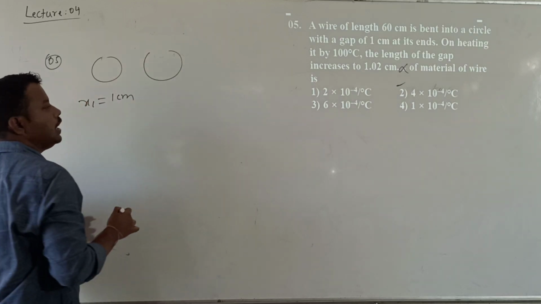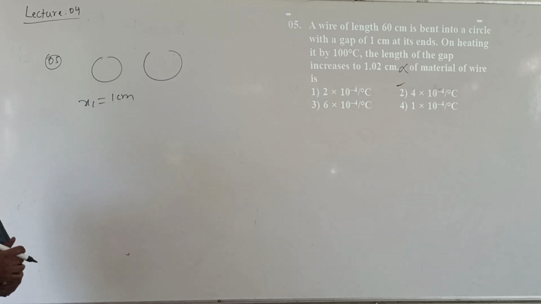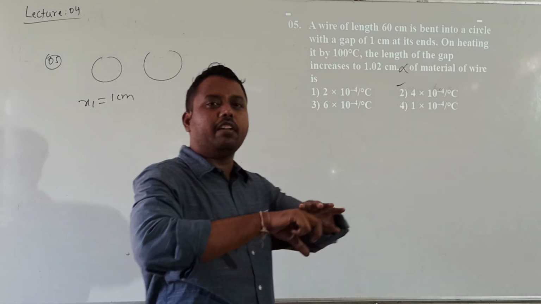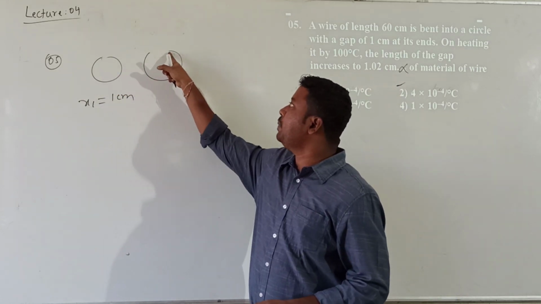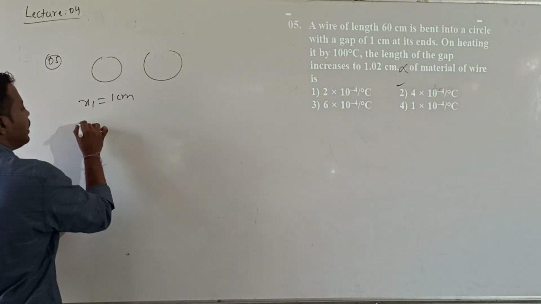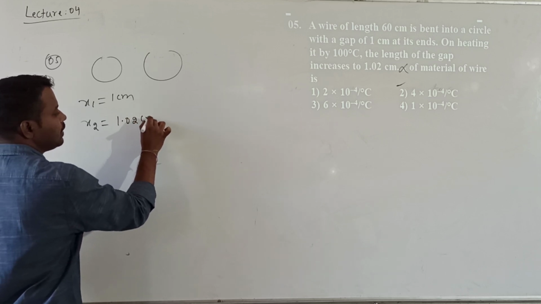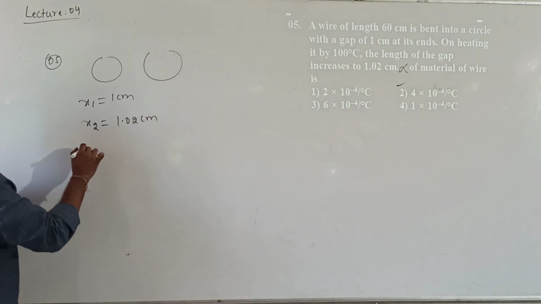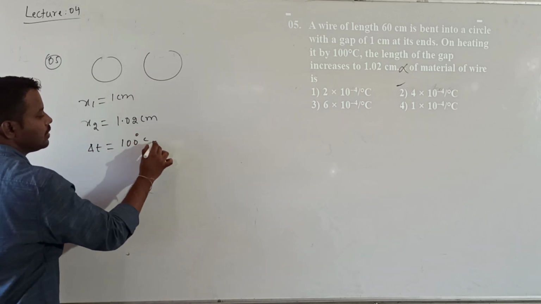Whenever the wire is heated, what happens? The wire will expand. Because of the expansion, what happens to the gap left? That also increases. You don't think that the wire will come closer. So the wire will expand in all directions. When it expands in all directions, what happens to the gap left? That increases. The final gap left, x2, is 1.02 centimeter. That is the final gap. How much is the rise in temperature? So delta T is 100 degrees Celsius.